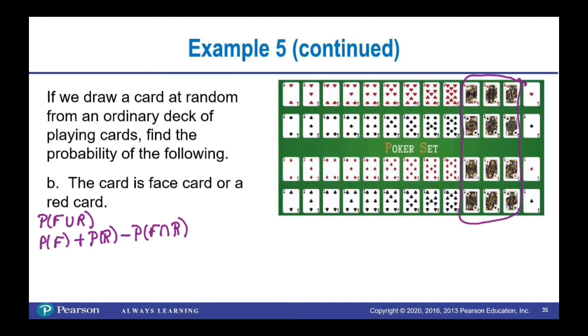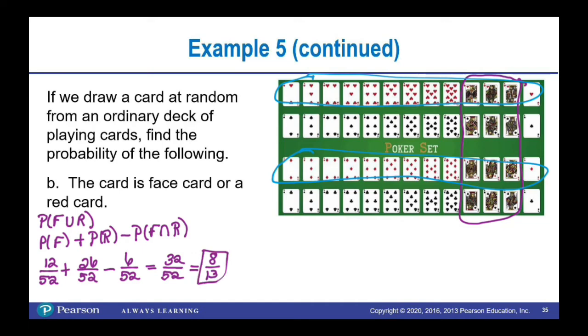There are 12 face cards out of 52 cards. Now notice there are 26 red cards out of 52 cards. And there are 6 cards that are both a face card and a red card. Find a common denominator. 52 we already have. Add and subtract the numerators gives us 32 on top, 52 in the denominator. Simplify your fraction is 8 out of 13.